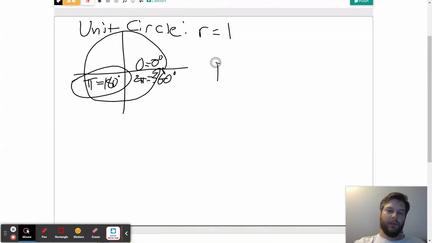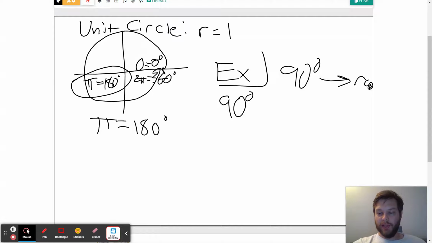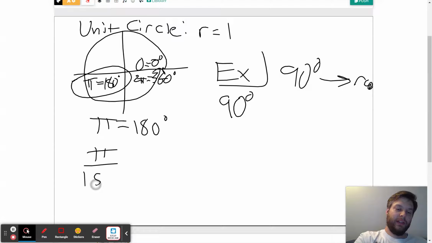So here's an example. Let's say that I want to convert 90 degrees into radians. How do I convert 90 degrees into radians? Well, I need to cancel out the degrees. And what I know is that pi is equal to 180. Let me take that over here for a second. If pi is equal to 180 degrees, I can divide both sides by 180 degrees, and I get this true statement: pi divided by 180 degrees is 1.